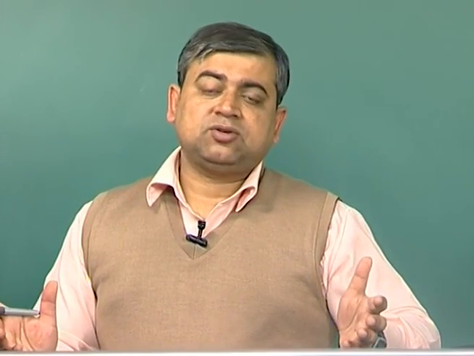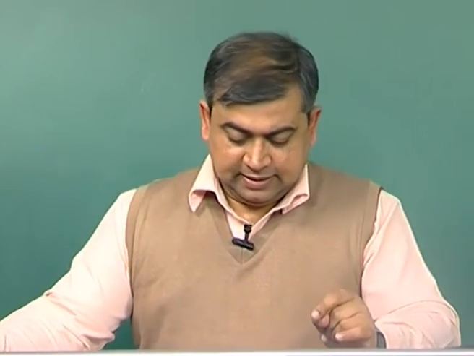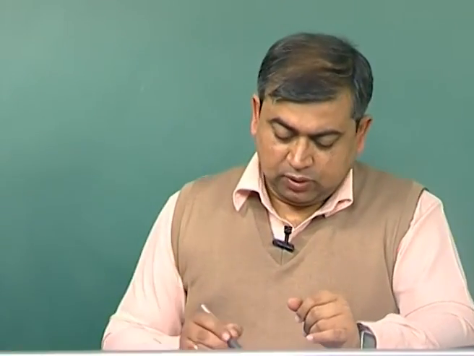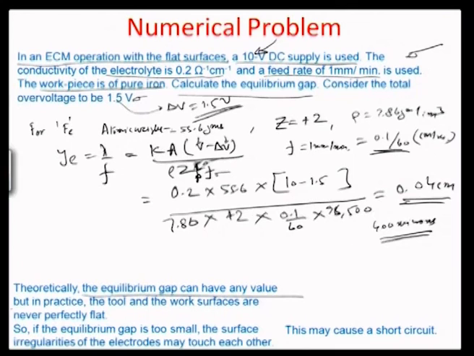And you can assume that the amount of pressures that are generated by the fluid which moves through such a small gap is huge. And therefore, sometimes if the pressure values are rhyming with the ultimate yield stress of the material, then there is a possibility of the electrode surface getting deformed because of the pressures which are generated by the so-called electrolyte. So theoretically, the equilibrium gap though can have any value.